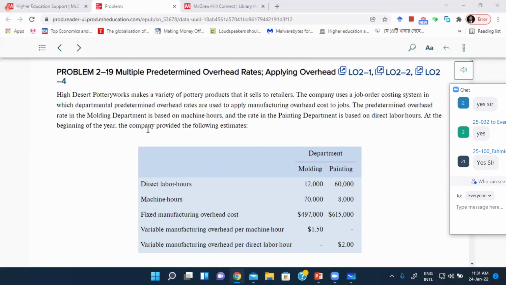Okay, so apart from that discussion, what we are trying to see here is that the molding department is a capital intensive department that uses more machine hours, and the painting department is a labor based department, and that uses more direct labor hours. So it will be wise if we determine the overhead rate for the molding department based on the machine hours, and for the painting department we use the activity base as direct labor hours.